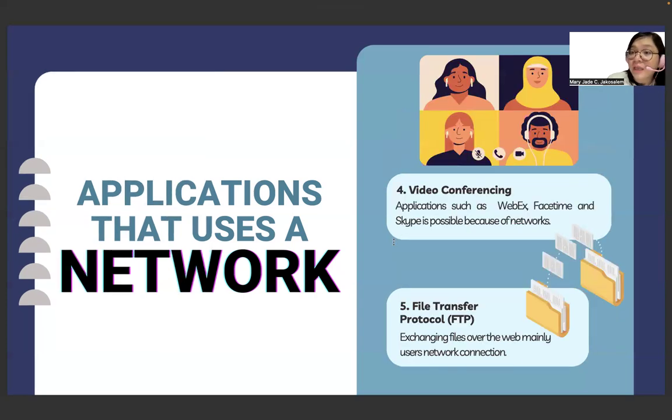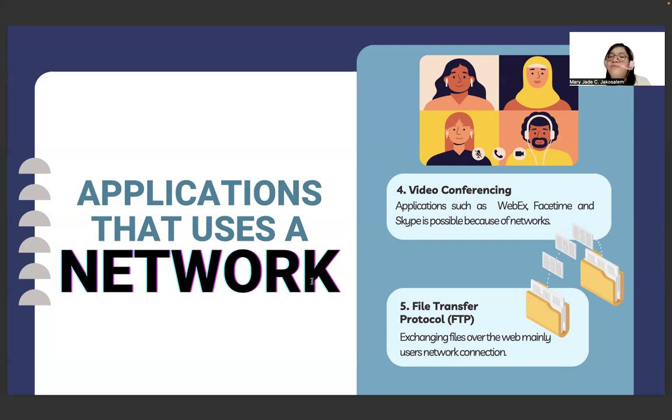Video conferencing. So during the height of the pandemic, just like right now, I'm actually using Zoom to record this video, which is an example of a video conferencing application. Applications such as WebEx, FaceTime, and Skype are possible because of networks. Zoom as well is a video conferencing app. Of course, if you have no internet connection, can you use video conferencing apps? You cannot. So it's enabled because of a network.